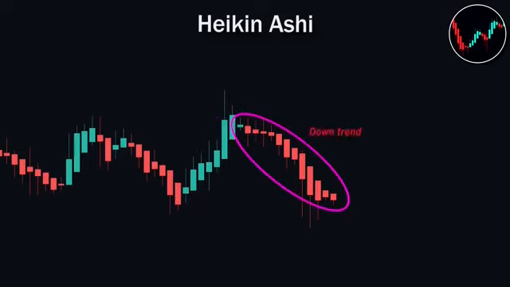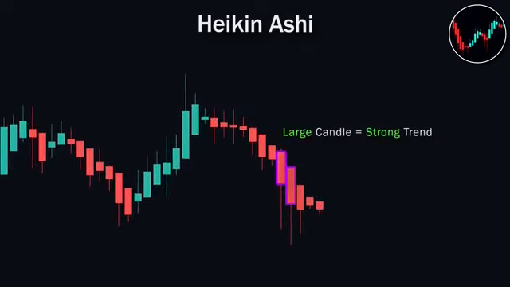The size of the candle's body also indicates how strong a trend is. The larger the candle, the stronger the trend. Keep in mind that the Heikinashi only acts as an indicator.